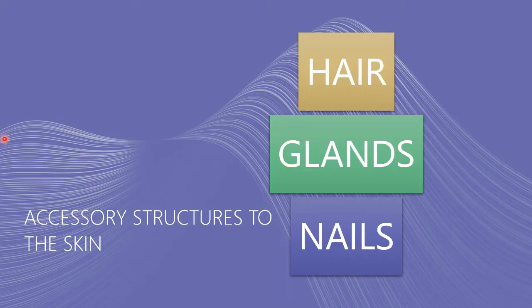So the skin includes several types of structures that are embedded in or otherwise associated with the epidermis and dermis. And this is what you call your accessory structures. These are your hair, your glands, and your nails.